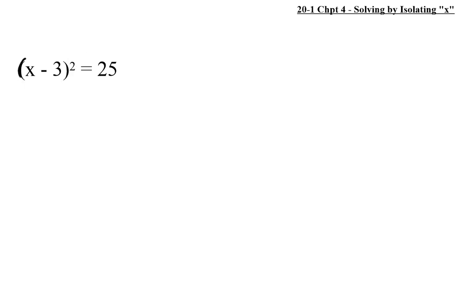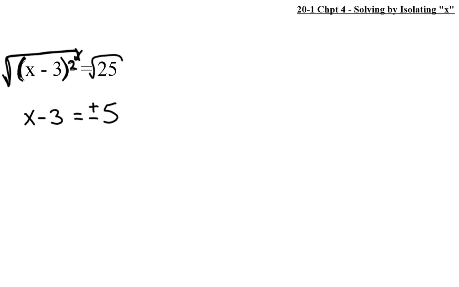Because the x minus 3 is in brackets, we want to get rid of the exponent 2, the squared, first. So I'm going to square root this whole thing. X minus 3 all squared, but square rooted, leaves me with x minus 3. But whatever I do to one side, I do to the other. X minus 3 equals root 25, which is positive or negative 5.